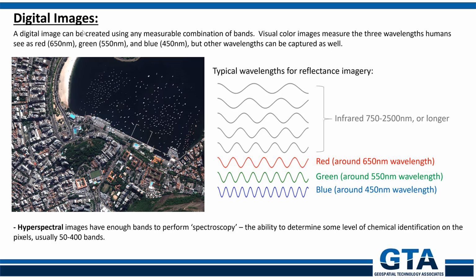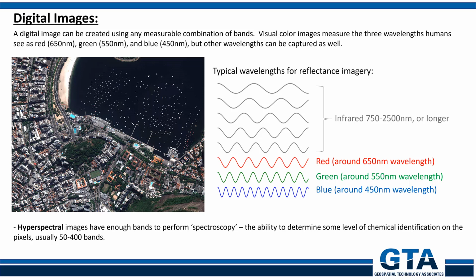Visual digital images, which are what you're used to taking on a cell phone or a visual camera, things we're used to looking at, collect images in three bands. There's a red band, which is around 650 nanometers for the wavelengths of the light, a green band, around 550 nanometers, and blue, which is around 450 nanometers. But there's no other reason that we can't collect imagery with bands at other wavelengths.